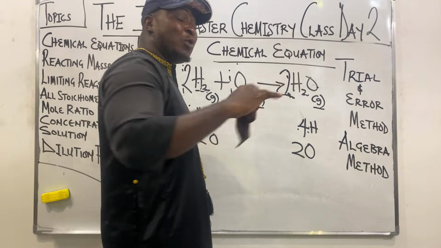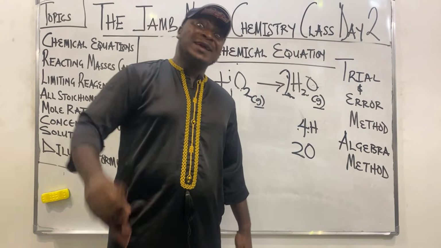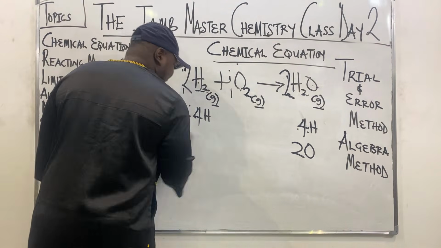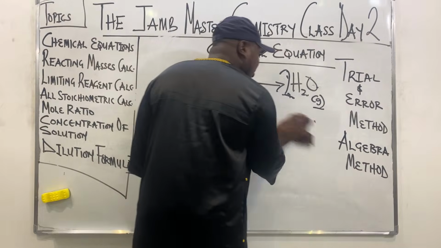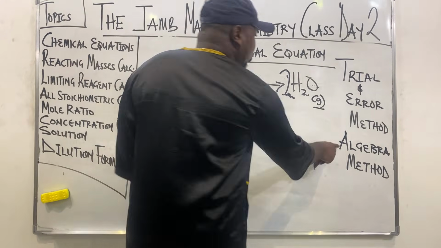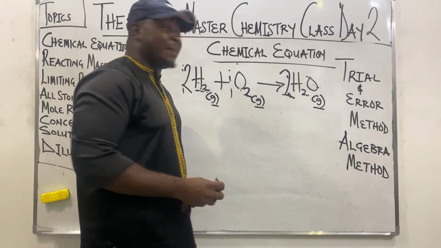There are some knowledge levels you have that are higher than Jamb. When you enter Jamb it becomes very easy for you. So I'm giving you a higher level. Only very few secondary schools taught balancing of chemical equation by algebra. So write down in your book, How to Balance Chemical Equation by Algebra Method.